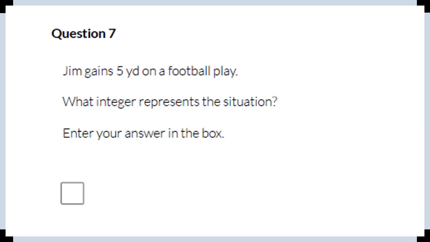Okay? Jim gains, if I gain something, I'm adding it, 5 yards on a football play. Which integer represents the situation? So I would put 5 there. Usually math people are lazy, so you don't see the positive sign beside it. So I would just put the whole number 5.